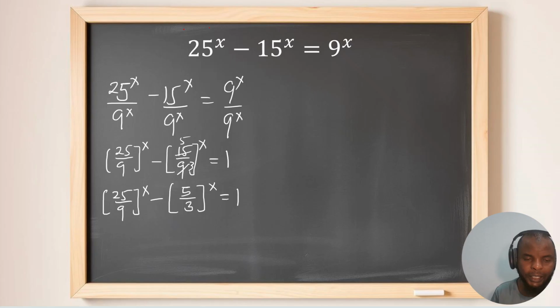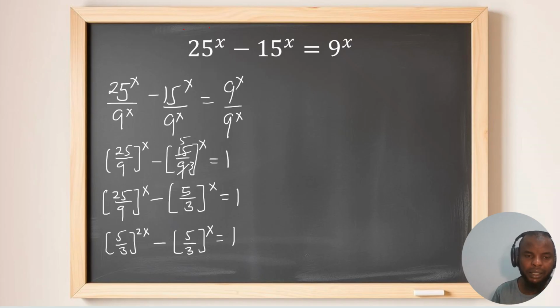Now, looking at this, 25 can be written as 5 squared, while 9 also can be written as 3 squared. So I can rewrite this equation as 5 over 3 squared. Remember, we have x outside, so from the laws of indices, this can be written as this, minus 5 over 3 to the power of x equals 1.